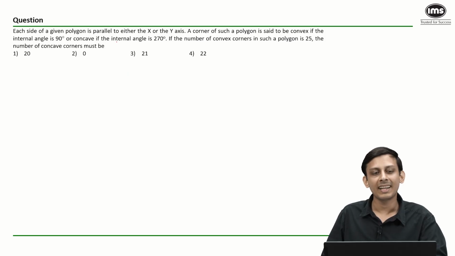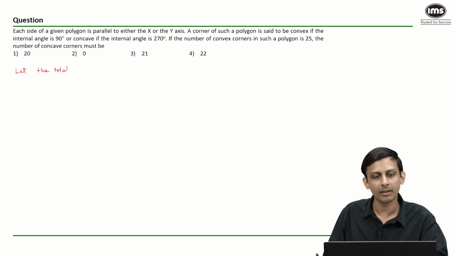In this question, it has been given that each side of a given polygon is parallel to either the x or the y axis. A corner of such a polygon is convex if internal angle is 90, concave if internal angle is 270. If the number of convex corners is 25, the number of concave corners must be. So let the total number of interior angles be x. I'll just write this down.